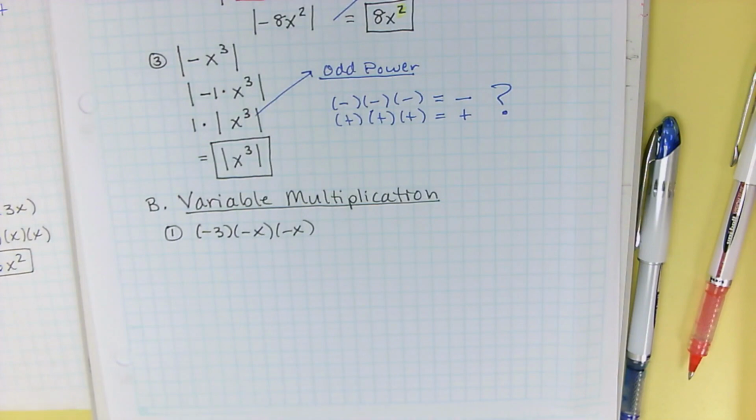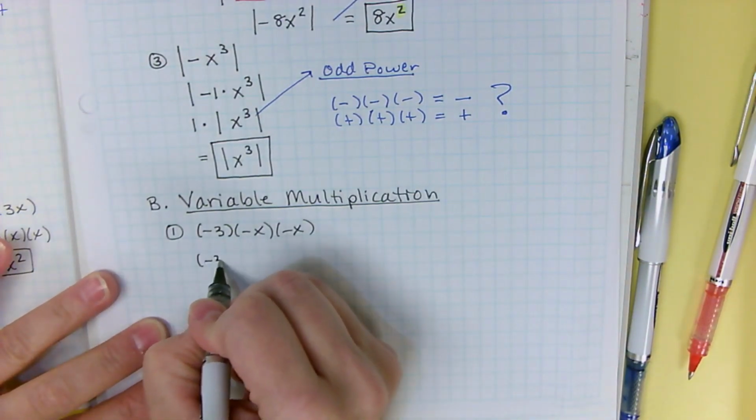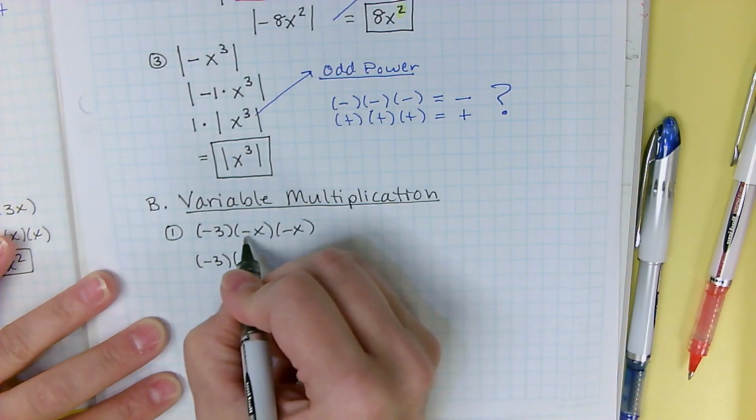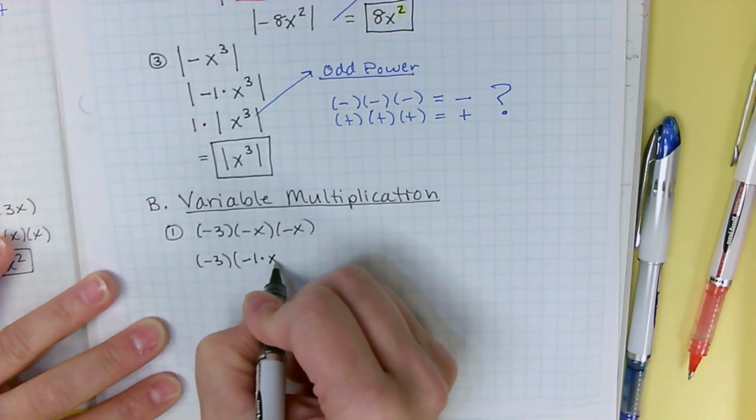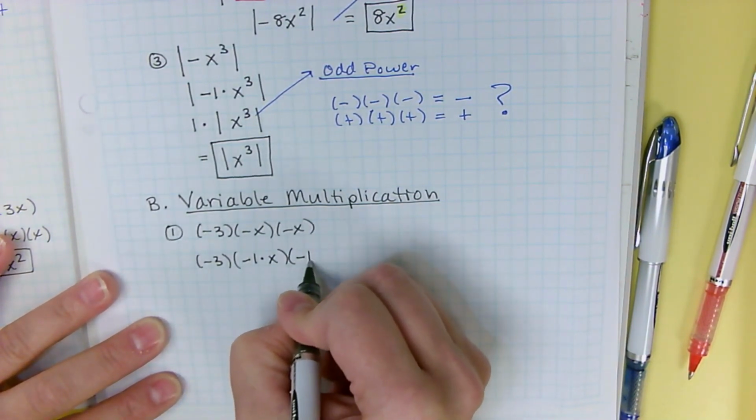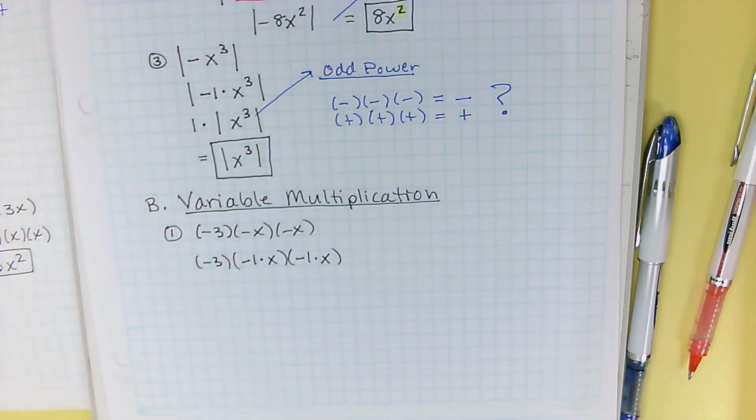All right, -3 times -x times -x. The trick to multiplying these negative x's is to realize that the x isn't negative. The negative is being multiplied by the x. So this is actually a -3. And then this -x is a -1 times x. So is that one, a -1 times x.